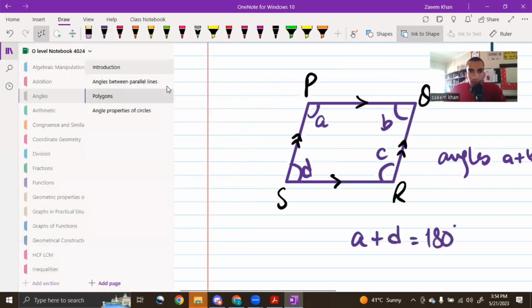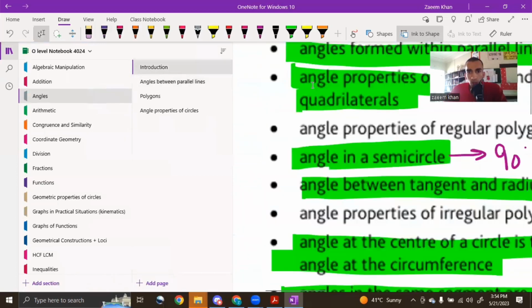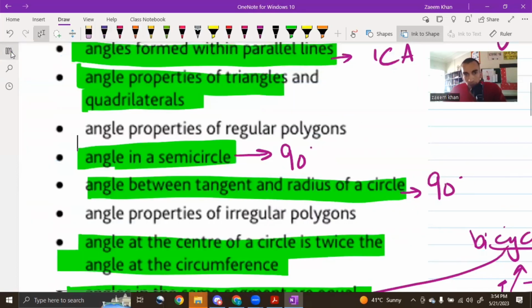So when it comes to quadrilaterals, there are some other rules that you can use along with it, but that's mostly what you need to know: that they add up to 360. Now, angle properties of regular polygons. By the way, let me label this. Angle properties of triangles. What do the angles of a triangle add up to? 180. What do the angles of a quadrilateral add up to? 360. Well done.